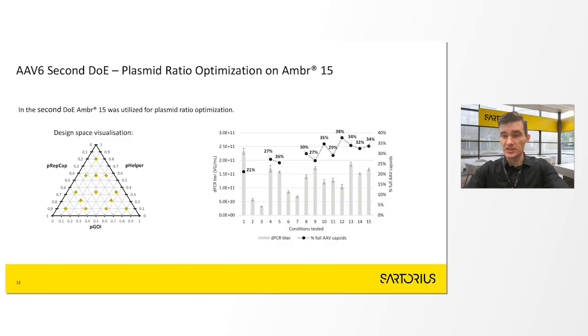We did those experiments in our Ambr 15 to showcase the high throughput capabilities. On the right, we can see the graph representing the 15 results. Here, the percent full was already higher, ranging from 21 to 38%. The titers were a bit lower. This could be due to the difference between shake flasks and Ambr, but this could also be optimized.